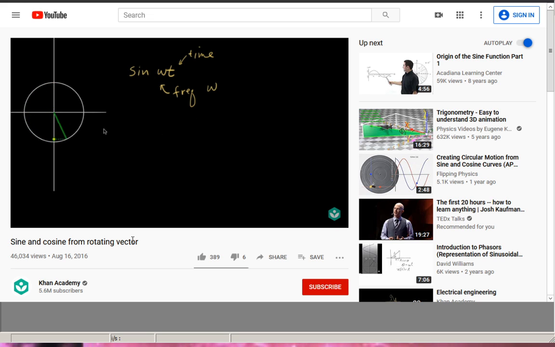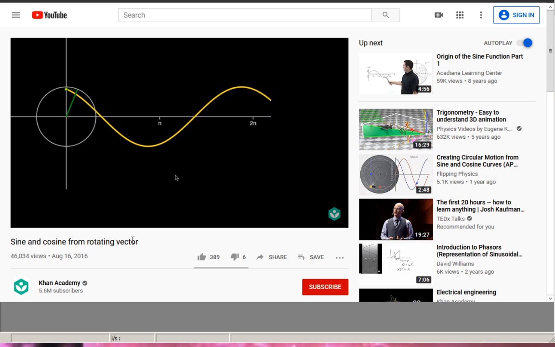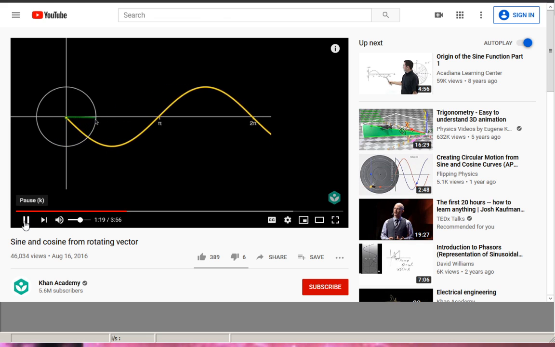So now I'm going to switch to a new animation, and we'll see what that dot looks like as it goes up and down in time. So here's the plot. Here's what a sine wave looks like. As you notice, when the green line goes through 0.